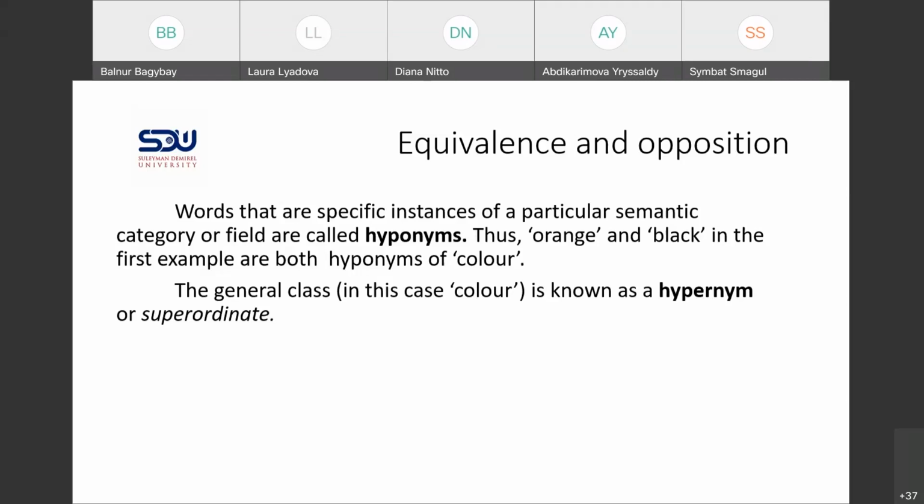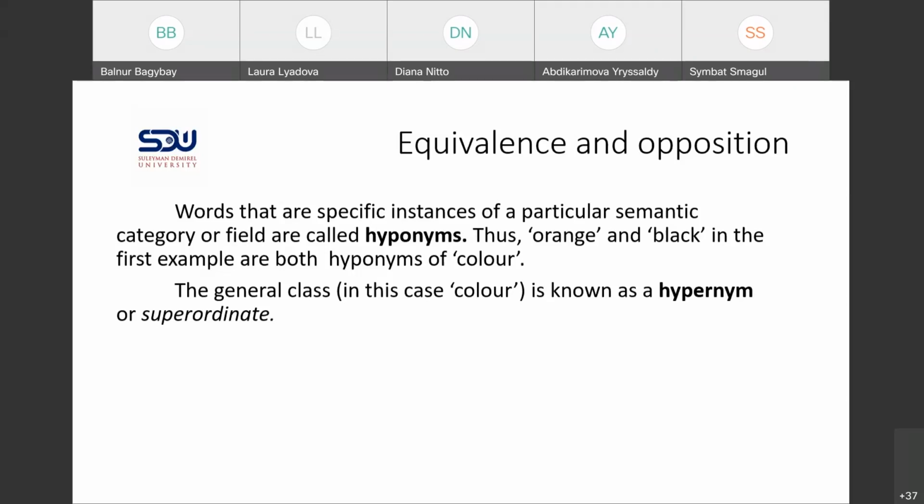We are going to have a look at several tables that were developed by Jeffries in 2010. Those tables summarize the common syntactic triggers of equivalence and opposition, and you will find out what equivalence and opposition are. But before that, I would like you to have a look at the terms hyponyms and hypernyms.